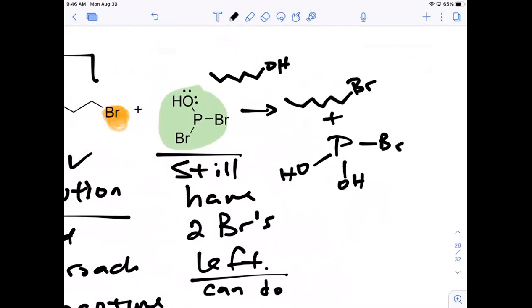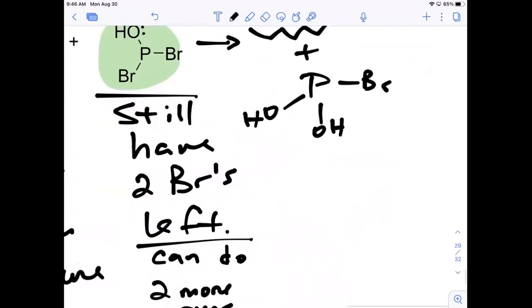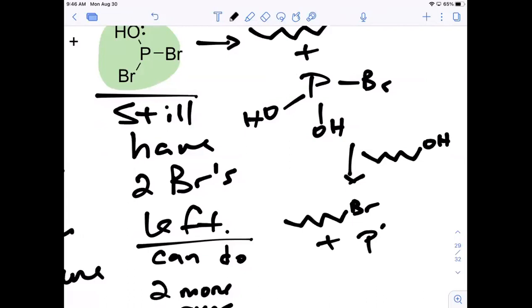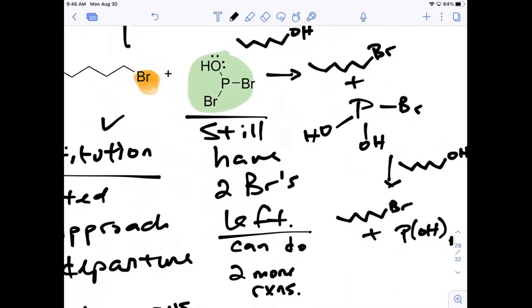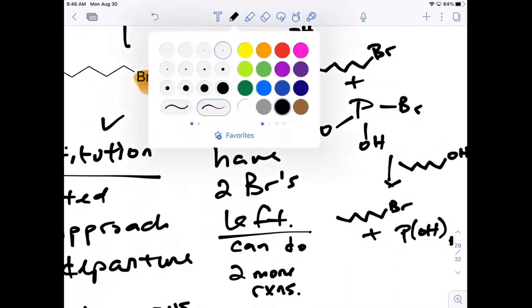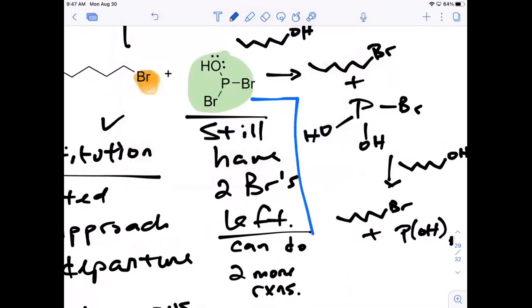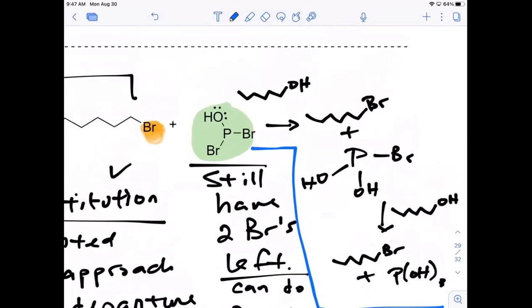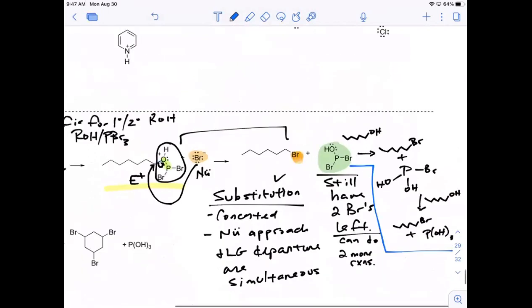And then I could take this and react it again with another molecule of alcohol, and then I would get this plus POH3. All right. So when I use PBr3, my ratio of alcohol to my brominating agent is always going to be 3-to-1, because I can get 3 reactions out of 1 PBr3.